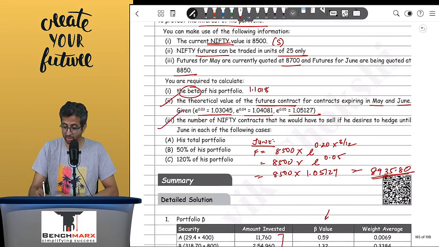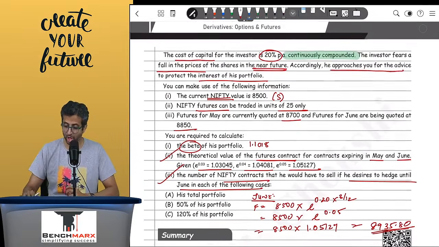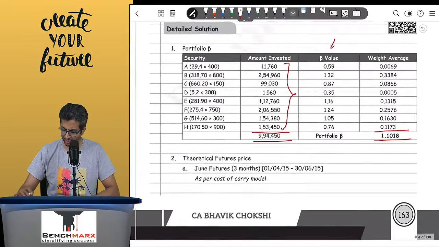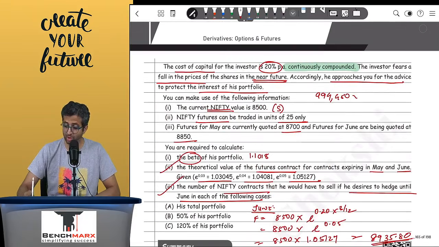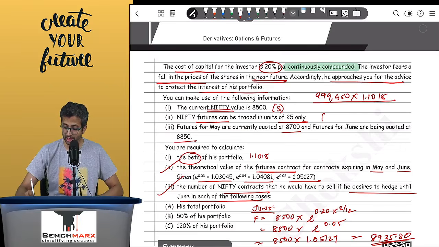Now, the last part says the number of Nifty contracts that he would have to sell if in each of the following cases he wants to hedge his entire portfolio, 50% of the portfolio, or let us say 120% of the portfolio. So you need to find the number of contracts. So how will you find the number of contracts? Well, you will first take the portfolio value, which is 994,450, and to this you will multiply the beta, which over here, for example, is 1.1018, and you divide this by the number of contracts. Now, while you are dividing this, your contract size will be, in each contract, your actual futures price is 8,500 for the June contract.